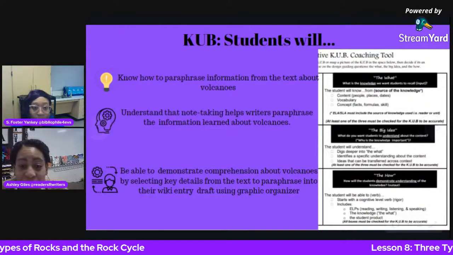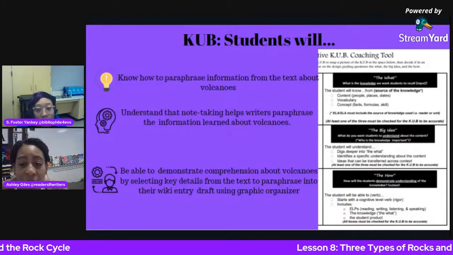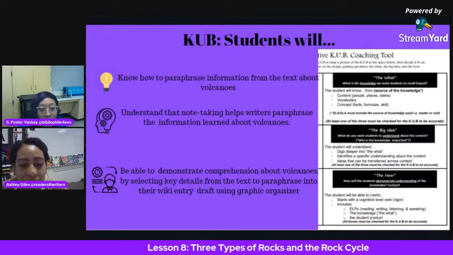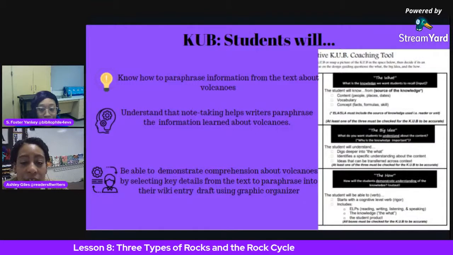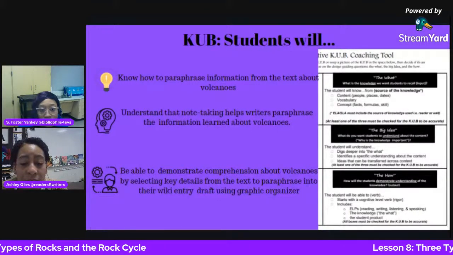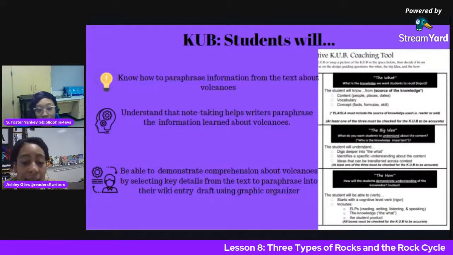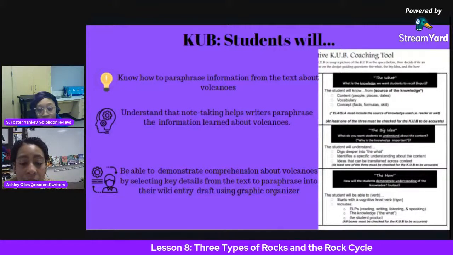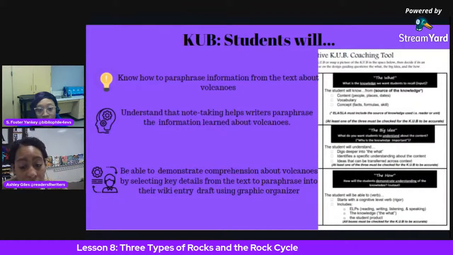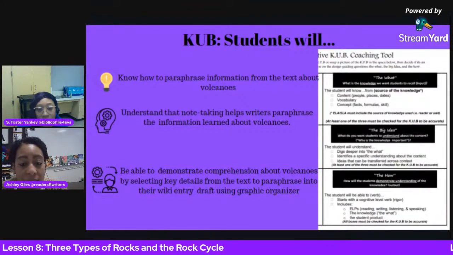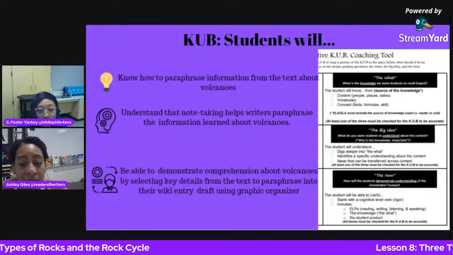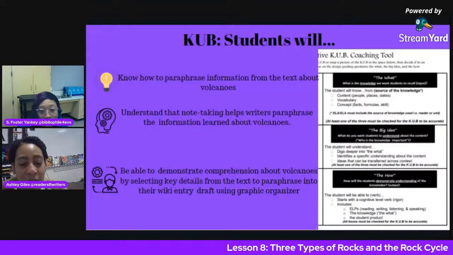Okay, so the students will know how to paraphrase information from the text about volcanoes. Students will understand that note-taking helps writers paraphrase the information learned about volcanoes. And then finally, the student will be able to demonstrate understanding, comprehension about volcanoes by selecting key details from the text to paraphrase into their wiki entry draft using a graphic organizer.